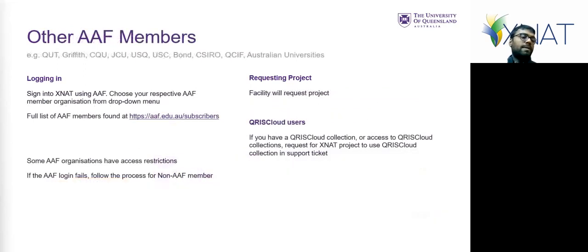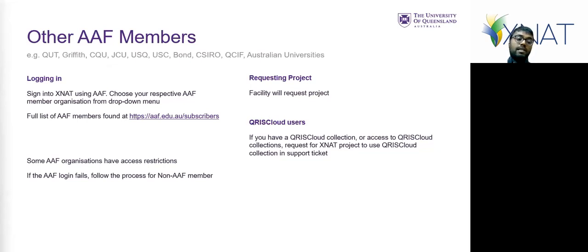Other AAF members will usually involve people from other Queensland universities like QUT, Griffith, CQU, etc., as well as CSIRO and QSIF and universities across Australia. Signing in is using your AAF account. If you have a HIF project, the facility will request the project on your behalf on a specified HIF collection that is dedicated for these external users.